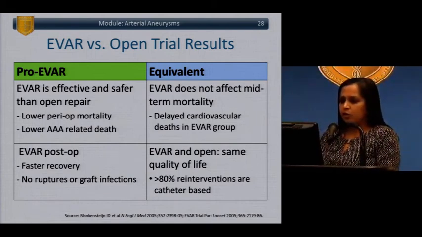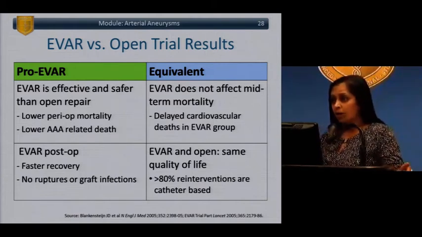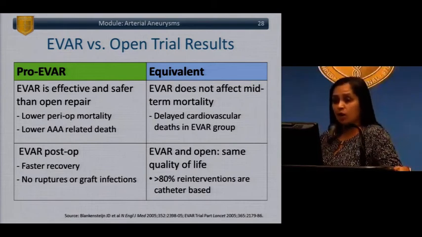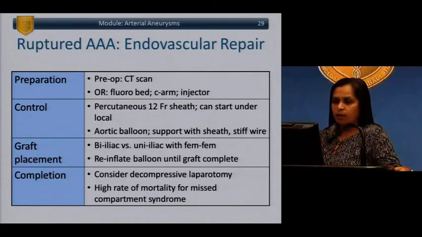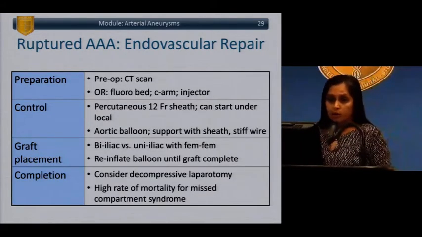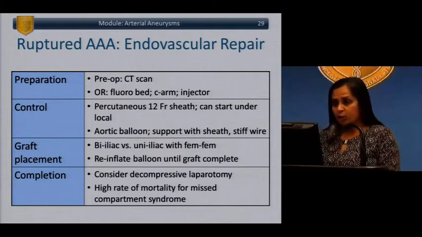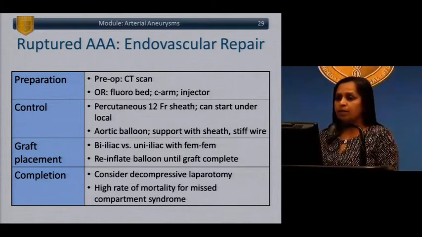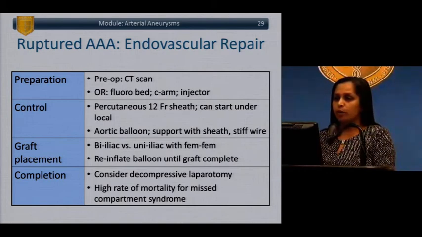These are some of the trial results, which basically show that in the short run, endovascular repair is probably better tolerated. In the long run, the mortality is really not affected and is pretty much the same between open and endovascular repair. Ruptured aneurysms. We can do endovascular repair for ruptured aneurysms. CT scans are an important part of the pre-op workup.